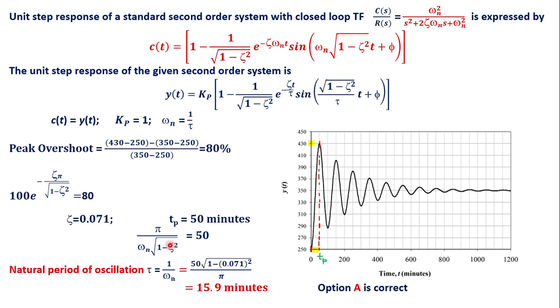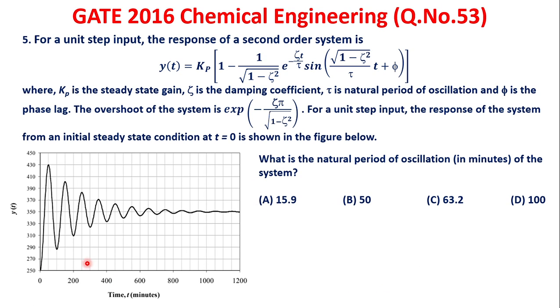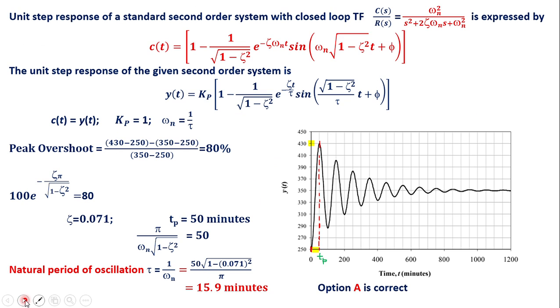What is peak time expression? Pi by omega n root of 1 minus zeta square in time domain specification. So equal to 50. We have already solved for zeta so that we can substitute, and we have to find out this 1 by omega n, which is 50 into root of 1 minus zeta square divided by pi, and when we substitute we get 15.9. So 15.9 minutes is option A. So option A is correct.